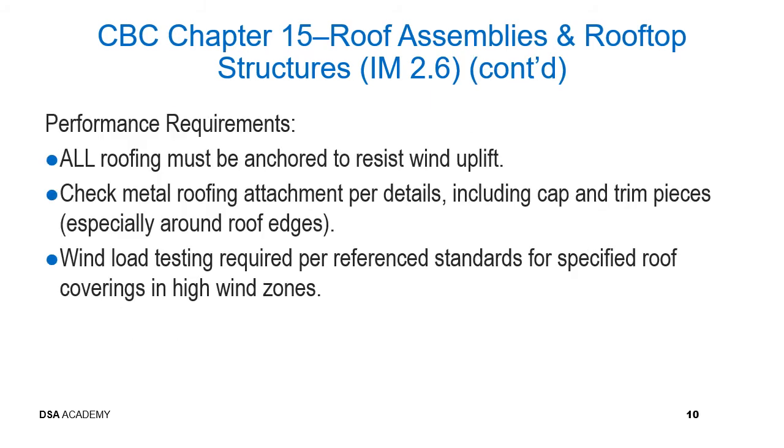3 bullet points for performance requirements of roof assembly. 1. All roofing must be anchored to resist wind uplift. 2. Check metal roofing attachment per details, including cap and trim pieces, especially around roof edges where the wind uplift is typically higher. 3. Wind load testing required per reference standards for specified roof covering in high wind zones.